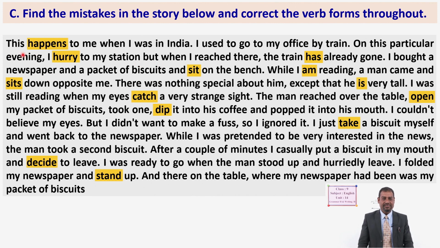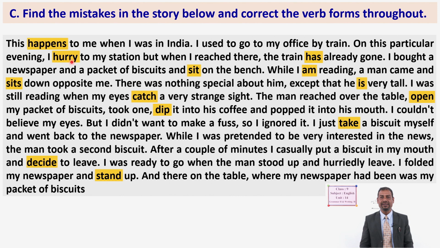Well done, because this happens to me when I was in India. See, when I was in India means it is about past time. That's why we cannot write down here happens, because it is simple present tense. So we have to change this simple present into the simple past. So it should be happened. You correct also, okay. Like this, let me take you to I hurry to my station. See, I reached there, the train has already gone.